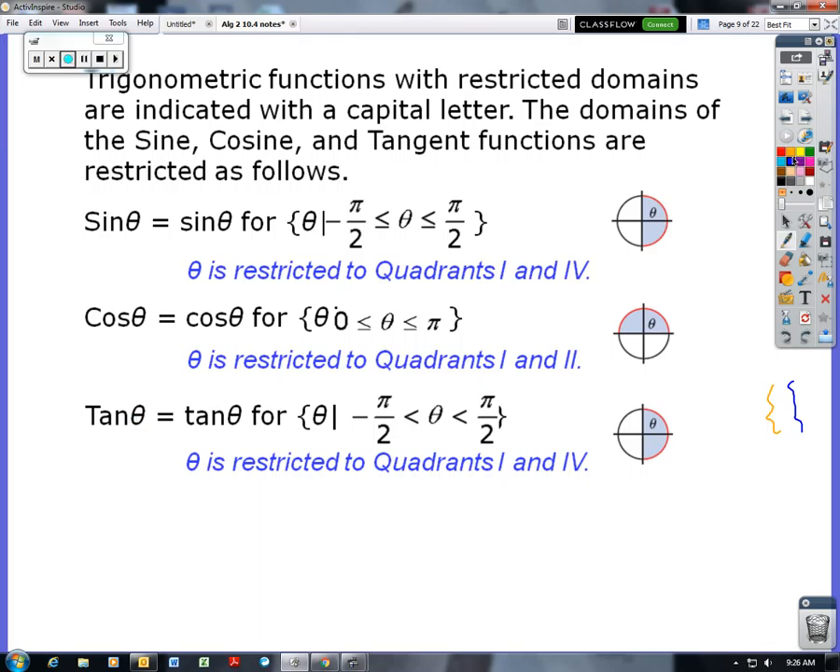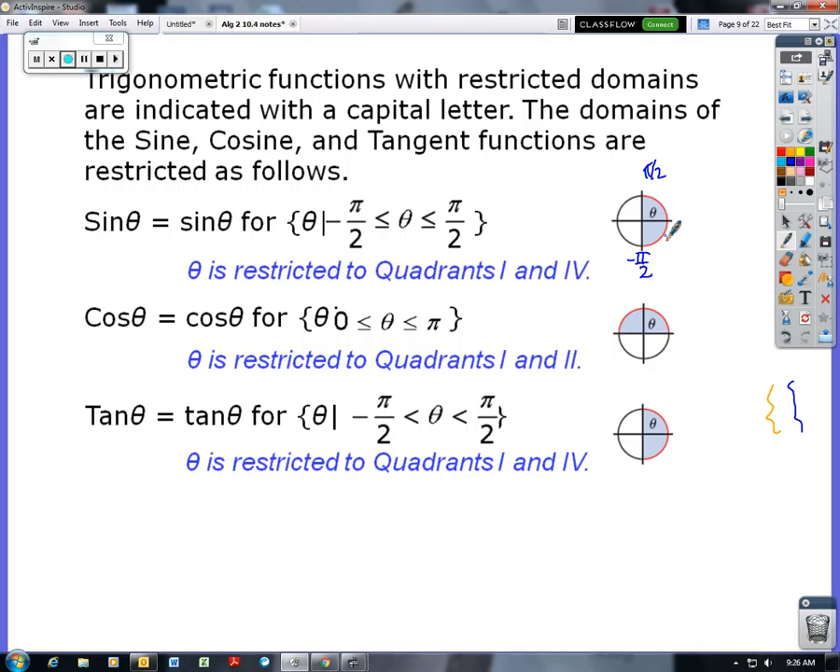Okay, so for arc sine, when you restrict it, it is restricted between negative pi over 2 and pi over 2. So in other words, it's restricted to quadrants 1 and 4. This is very, very important, so please pause this video and write down this entire slide. It's very important that you know this.